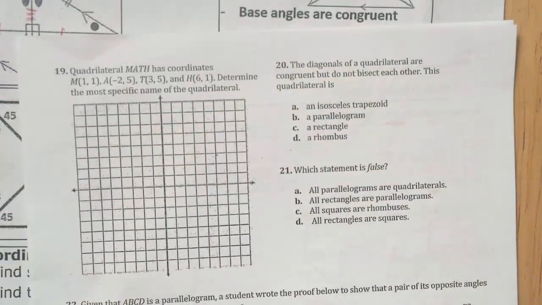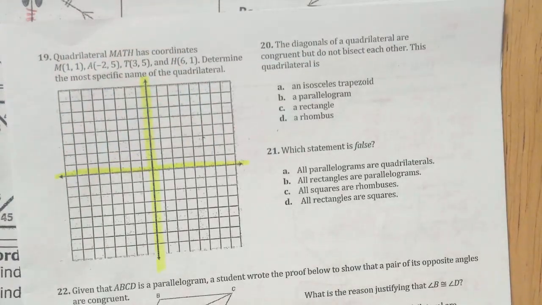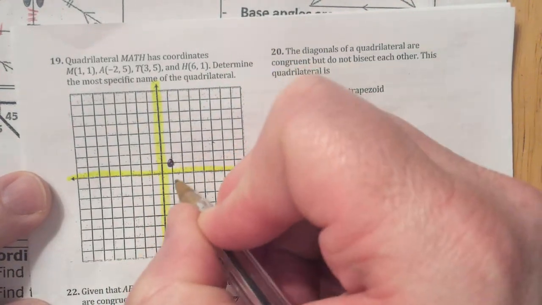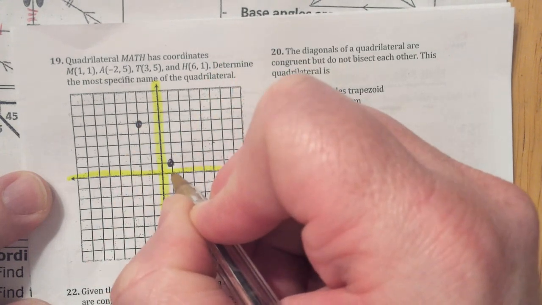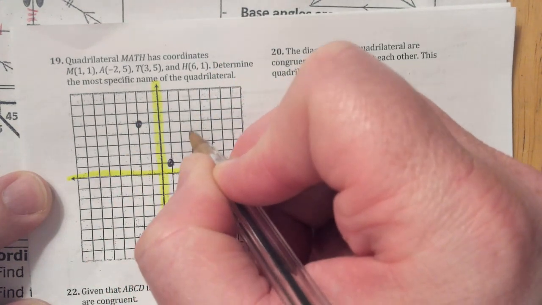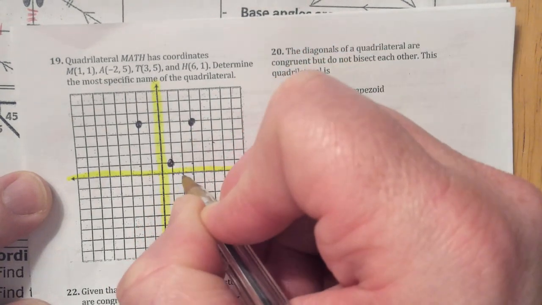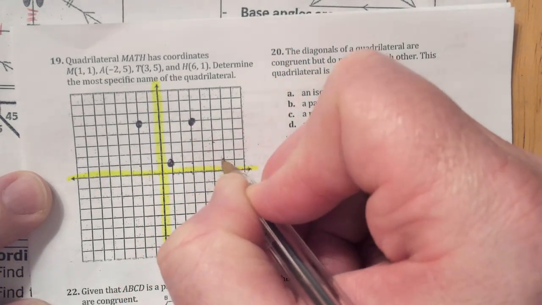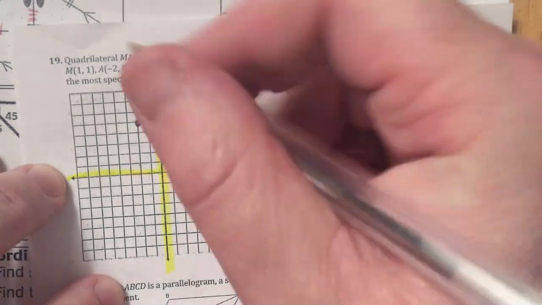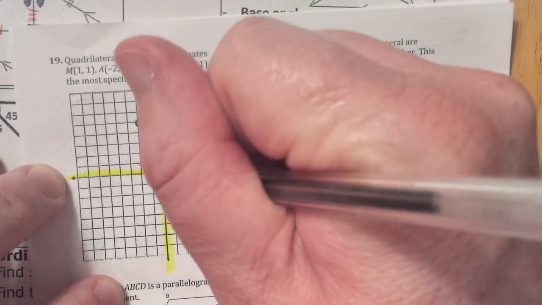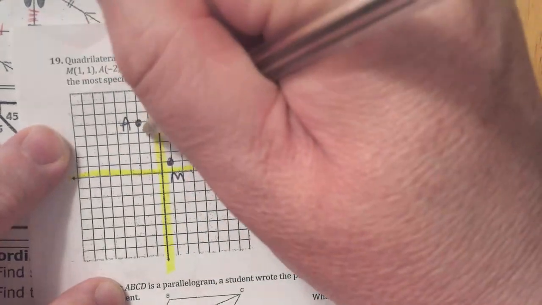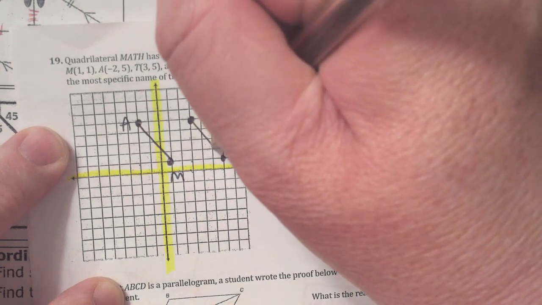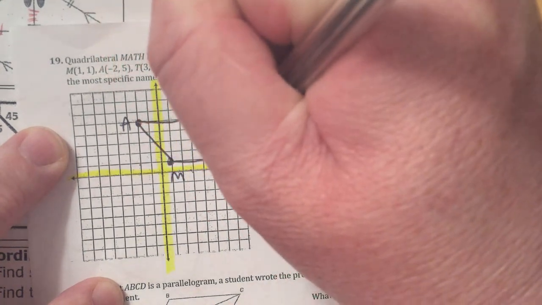Okay, I'm going to plot the points. We have 1, 1. We have negative 2, 5. And 1, 2, 3, 4, 5, 6, 1. 1, 1, that's M. Negative 2, 5, that's A. That's T. And that's H. Awesome.